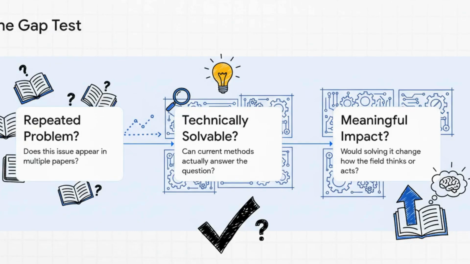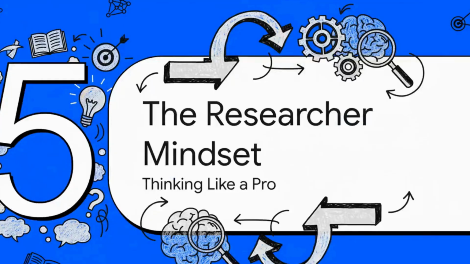So, the test boils down to these 3 simple questions. First, is it a repeated problem? Like, does this same limitation pop up in multiple papers? That's a great sign. Second, is it technically solvable? Can we actually answer this with the tools and methods we have today? And third, and this is a big one, is the impact meaningful? If you solved it, would it actually change how people think or what they do in this field? If you can get a solid yes on at least 2 of these, you've probably got a great project on your hands.